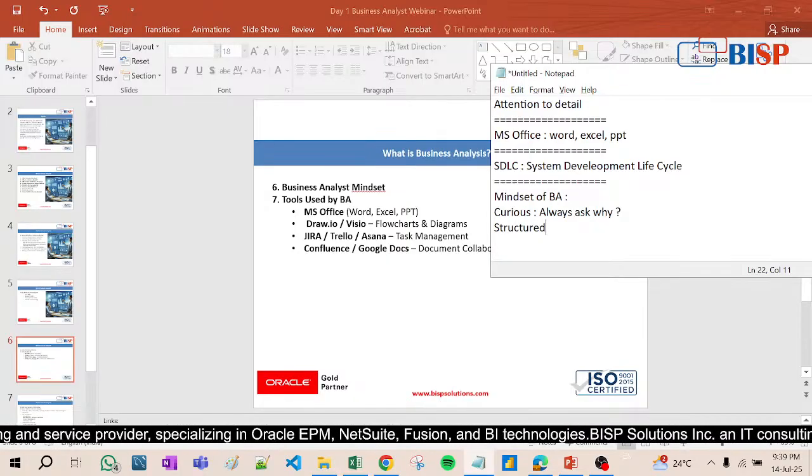Think in a flow, steps and category, right? Flow, steps and category. That means I have to think the complete process into a flow, right? And then I have to prepare a flow chart.